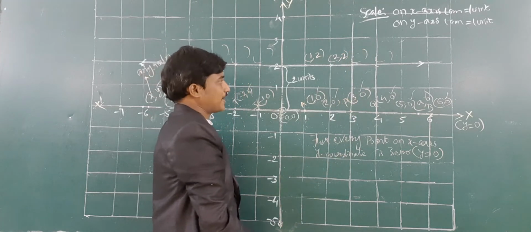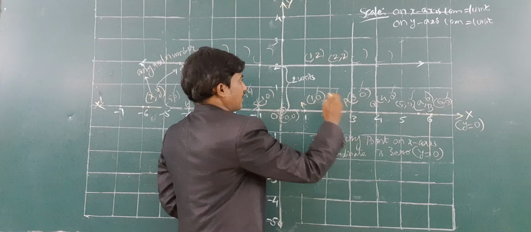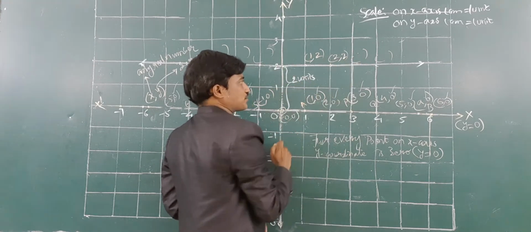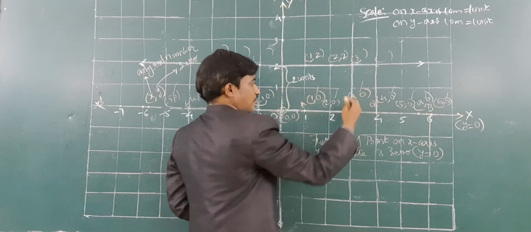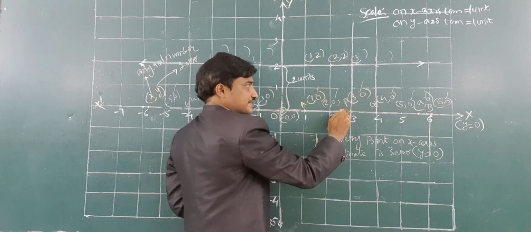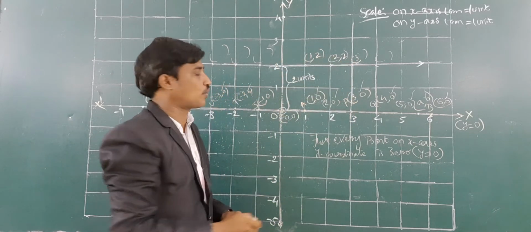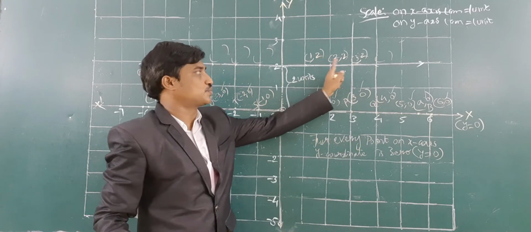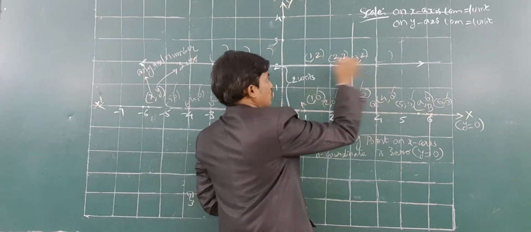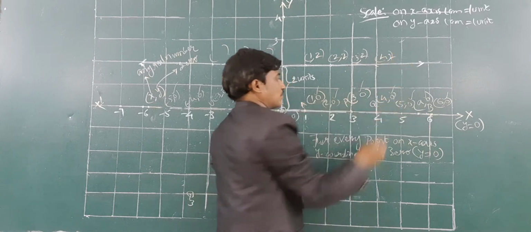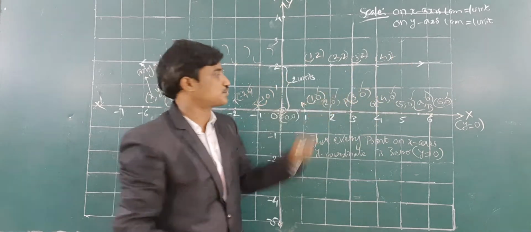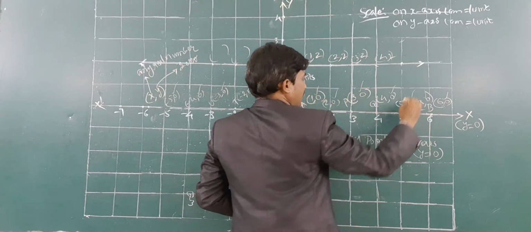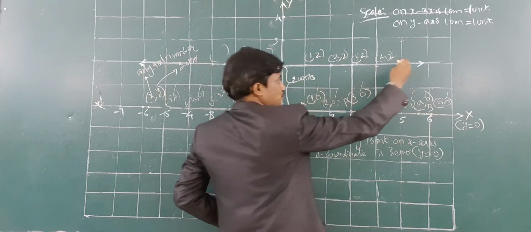Here, the perpendicular distance from the y-axis to a point is the x-coordinate, that is 3 units. The perpendicular distance from the x-axis to a point is the y-coordinate. Here we have 2 units. So we have (1, 2), (2, 2), (3, 2). Here (4, 2): the x-coordinate is 4, the y-coordinate is 2. Here, if you observe, the x-coordinate is 5, the y-coordinate is 2. (5, 2).